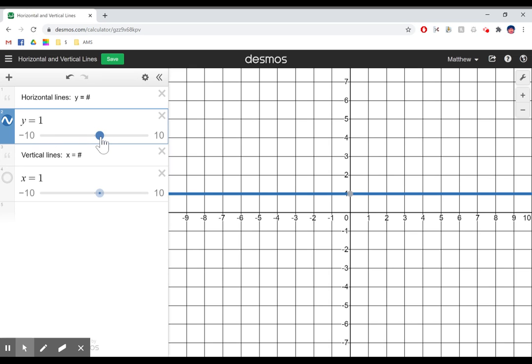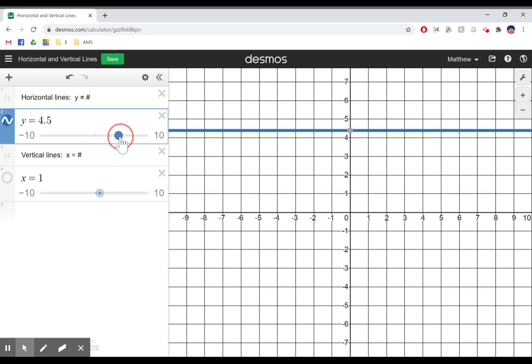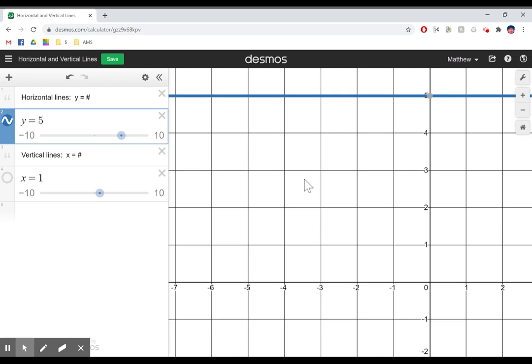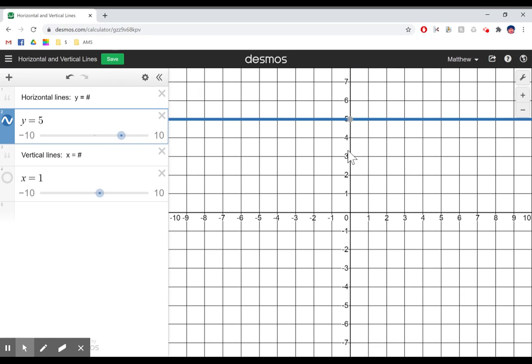Okay, so explore that. You can move the slider around. Let's move it to 5, right? Okay, so that means all my y values are 5. Okay, so that's how you graph a horizontal line. That's the equation for it. And then very similarly, you're going to see that for a vertical line.